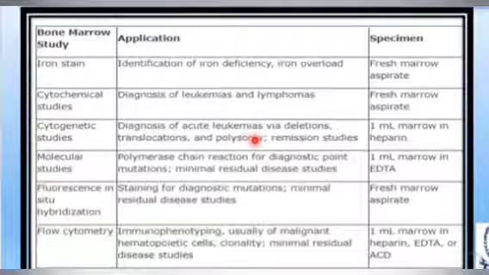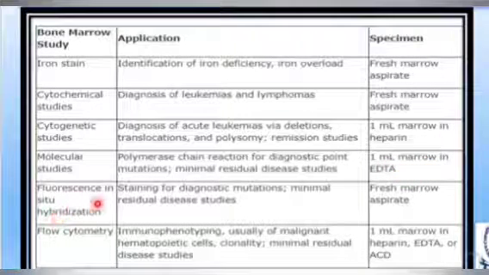like we are looking for deletions, translocations, polysomy, and remission studies, and 1 ml marrow and heparin is needed for these cytogenetic studies. Molecular studies, like PCR, are for diagnosis of point mutations and minimal residual disease studies, and they also need 1 ml marrow and EDTA.